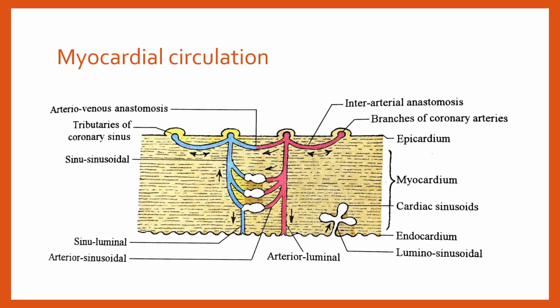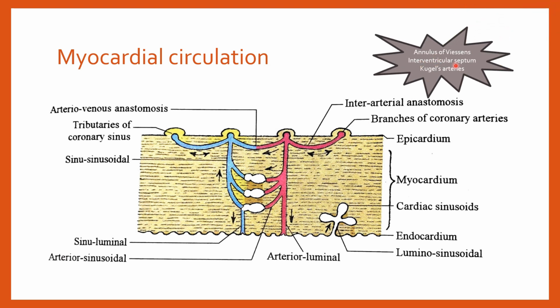Now let's understand the myocardial circulation, which takes place by anastomosis. So first is the interarterial anastomosis. Here the anastomosis exists between the branches of the coronary arteries. 85% of the anastomosis takes place at the precapillary level and 15% at the capillary level. So the common sites of interarterial anastomosis are annulus of Wilson's, intraventricular septum, and Kugel's arteries.